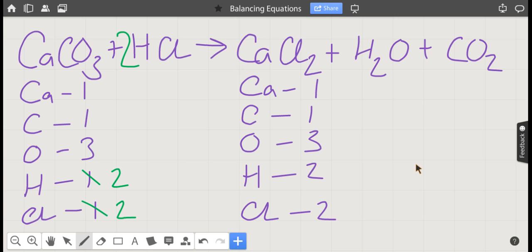Okay. The reason I can put the number in front is because this means I have 2 molecules of hydrogen chloride. I cannot change the formula for hydrogen chloride. If I do, I no longer have hydrogen chloride, and the reaction that I started with is not the one that I will end up with. So if I look now, I have 1 calcium on each side, I have 1 carbon on each side, 3 oxygens on each side, 2 hydrogens, and 2 chlorines, and my equation is balanced.